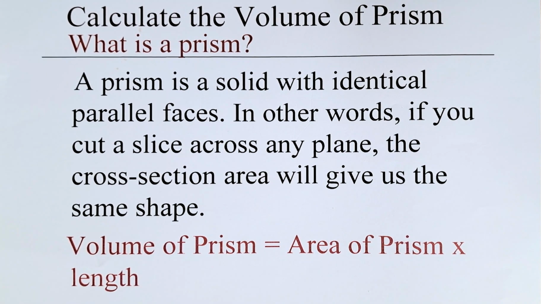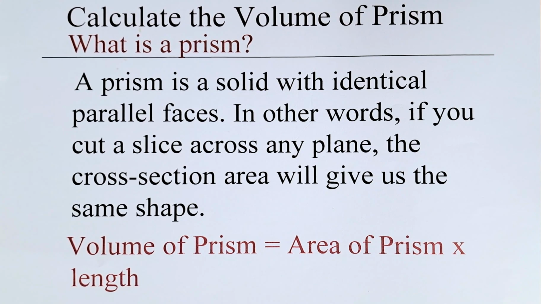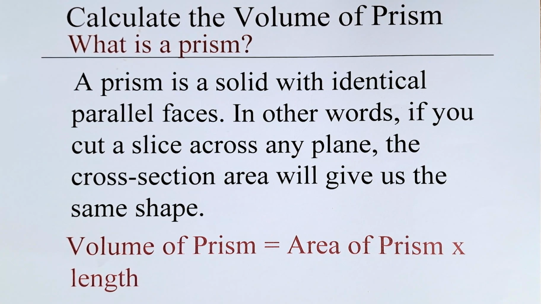So what is a prism before we start? A prism is just a solid with identical parallel faces. In other words, if you cut a slice across any plane, the cross-section area will always give us the same shape. Once we find the area, we need to find the volume. The volume is just the area of the prism multiplied by the length of the parallel sides.